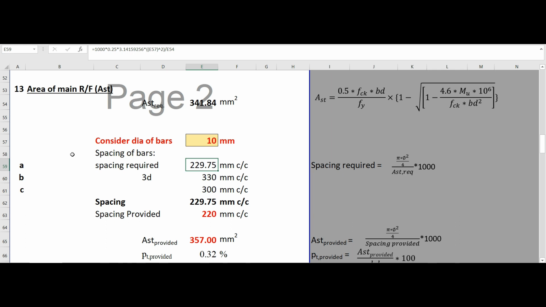Now this spacing should not exceed 3d, which is 3 into 110, equal to 330 mm, and it should also not exceed 300 mm center to center. So we will use the minimum of all the above three values, that is the minimum of 229.75, 330 and 300. So we get the spacing required as 229.75 mm. So we have rounded down this value to 220 mm center to center.